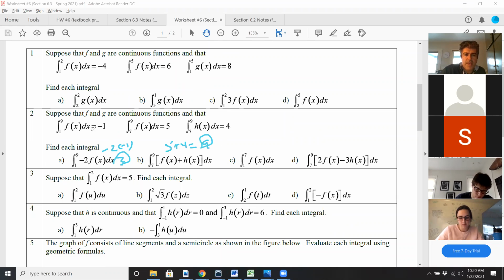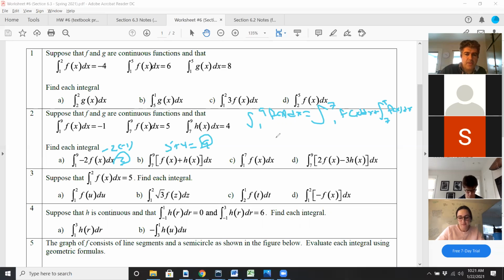For C, you're doing from 1 to 7. We have it from 1 to 9, and we have from 7 to 9. So remember, the integral from 1 to 9 of f of x dx equals the integral from 1 to 7 of f of x dx, plus the integral from 7 to 9 of f of x dx. Sorry for the messy handwriting. Let's redo that. I can do better.